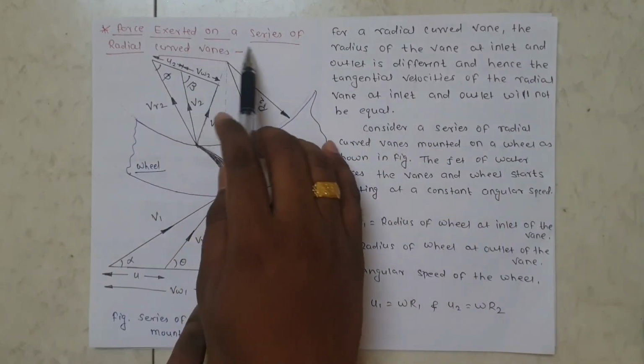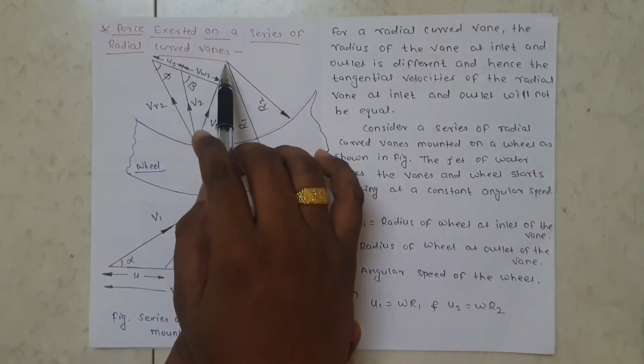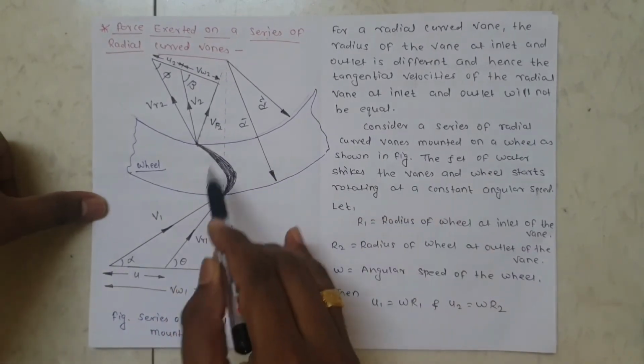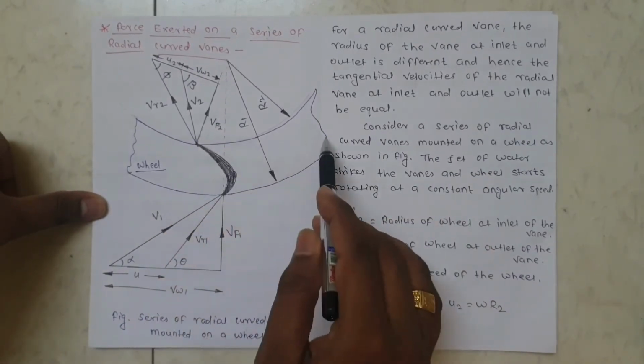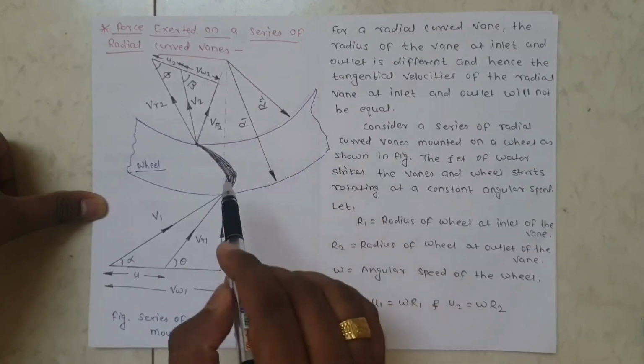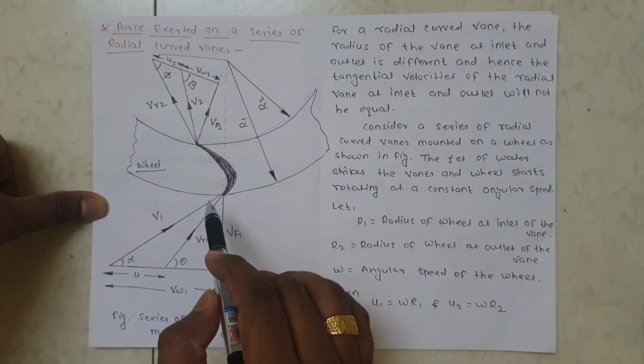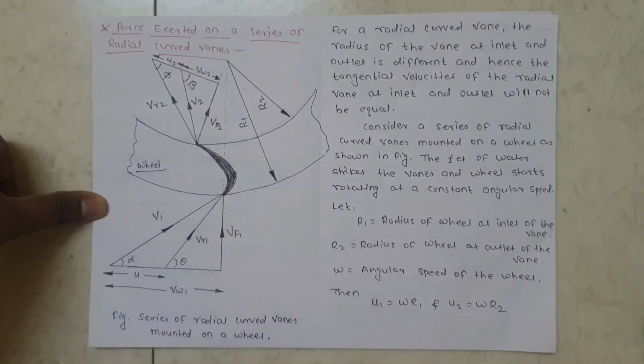Force exerted on a series of radial curved vanes. We have to find out the force exerted on a series of radial curved vanes. This is a radial curved vane, a series of radial curved vanes. We have to find out the force and work done exerted on a series of radial curved vanes.